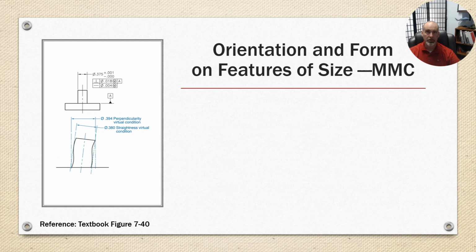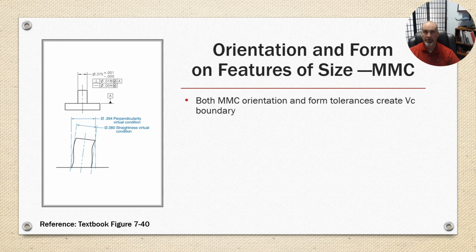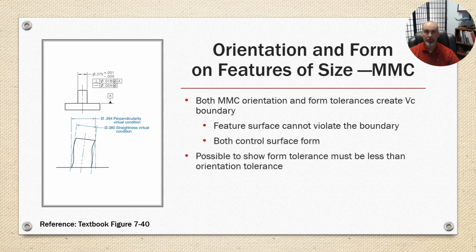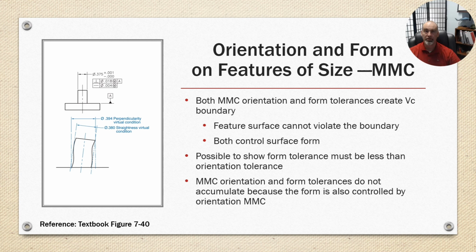Orientation and form of features of size at MMC. Both MMC orientation and form tolerances create a virtual condition boundary. The feature surface cannot violate the boundary, and both tolerances control the form of the surfaces. It's possible to show the form tolerance must be less than the orientation tolerance, and maximum material condition orientation and form tolerances do not accumulate because the form is also controlled by orientation at maximum material condition.